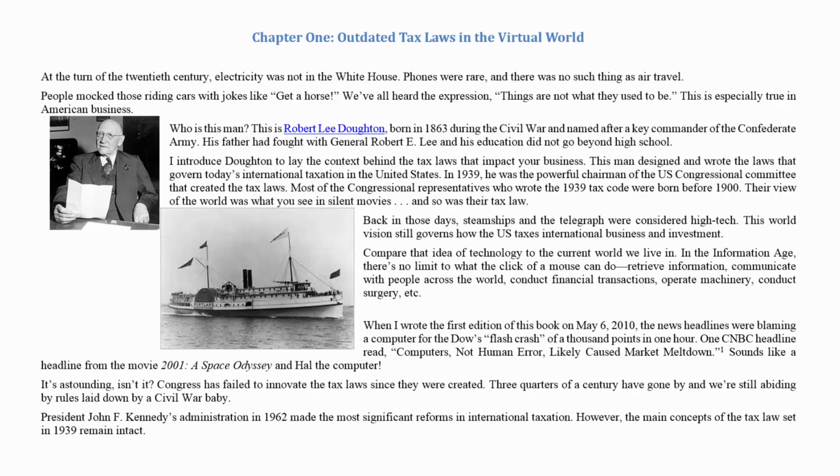It's astounding, isn't it? Congress has failed to innovate the tax laws since they were created. Three-quarters of a century have gone by, and we're still abiding by rules laid down by a Civil War baby. President John F. Kennedy's administration in 1962 made the most significant reforms in international taxation. However, the main concepts of the tax law set in 1939 remain intact.